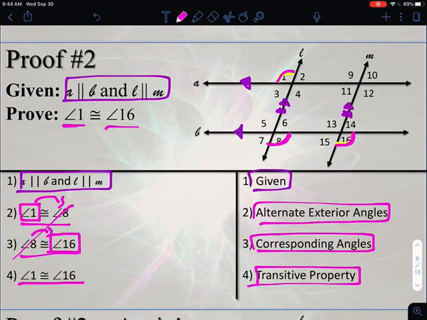And this will be the primary proof for this type of problem. When you have two sets of parallel lines, it's going to be some type of transitive. I'm going to follow this angle to this angle to the next, until I finally get the angles I need within the problem.